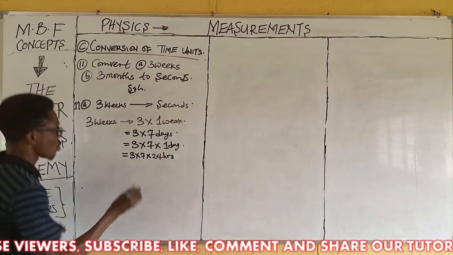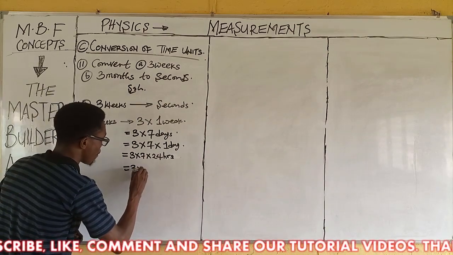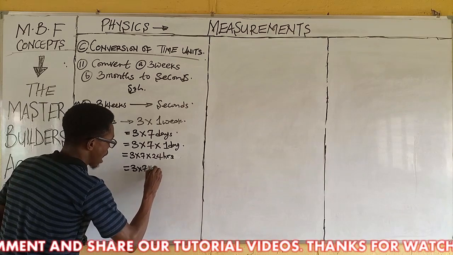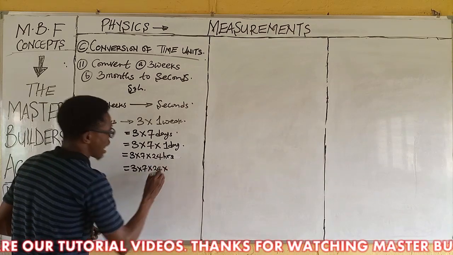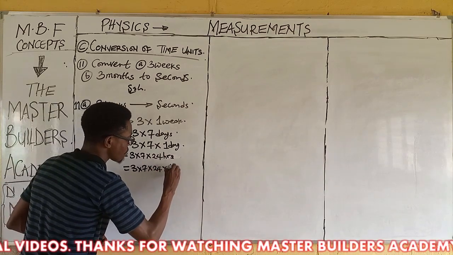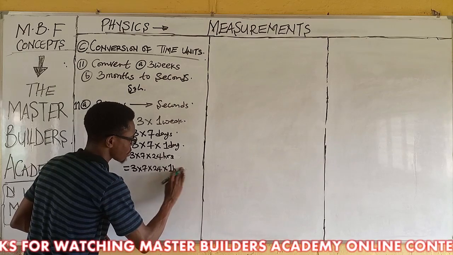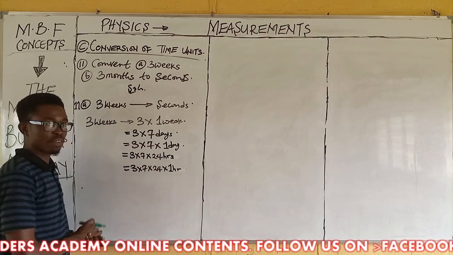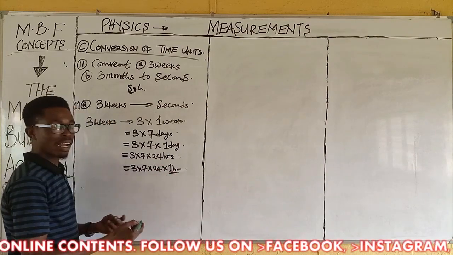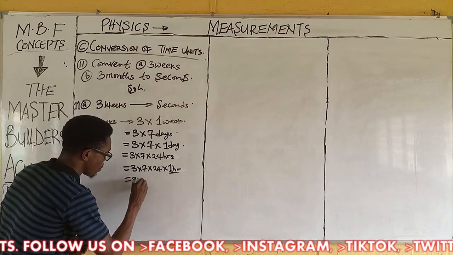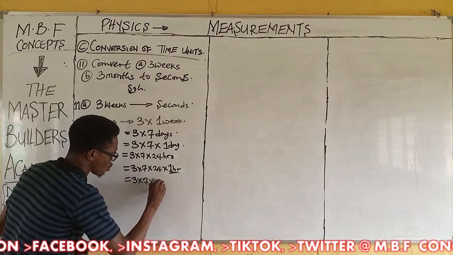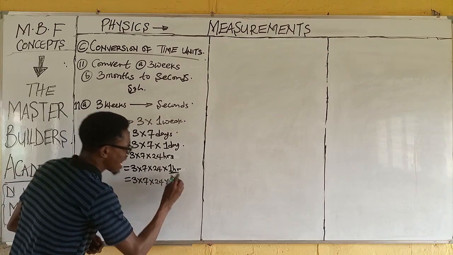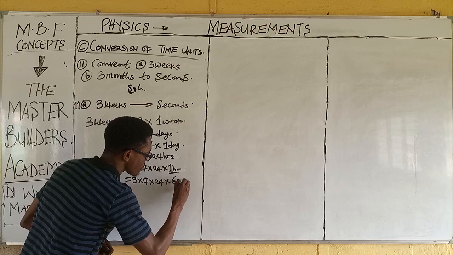Simple as this. So this would have given us 3 multiplied by 7 multiplied by 24, then multiplied by what? 1 hour. Are we there? I just separated hour from 24. And what is 1 hour? Guys, this would have given us 3 multiplied by 7 multiplied by 24. Then multiply 1 hour is 60 minutes.